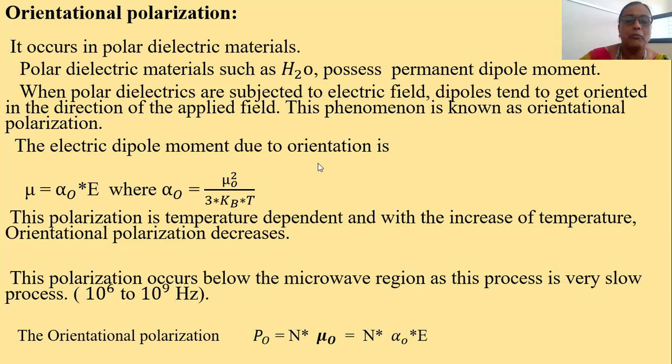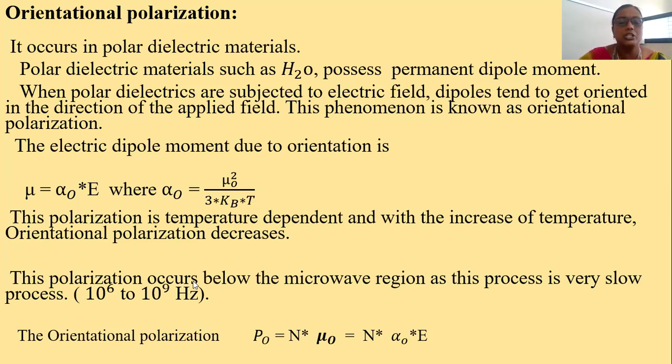And the electric dipole moment due to orientation is alpha o, o for orientation. So mu is equal to alpha o E. Alpha o is equal to mu naught squared by 3 kBT. You should remember this equation. This polarization is temperature dependent. That means if you increase the temperature, it is inversely proportional, and we are getting this equation. So when we increase the temperature, the orientation will decrease. So the polarization is dependent on temperature. With increase in temperature, orientation polarization decreases. This is a very important statement.